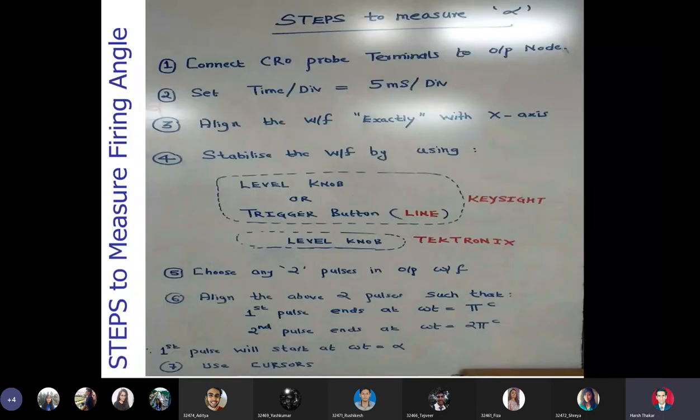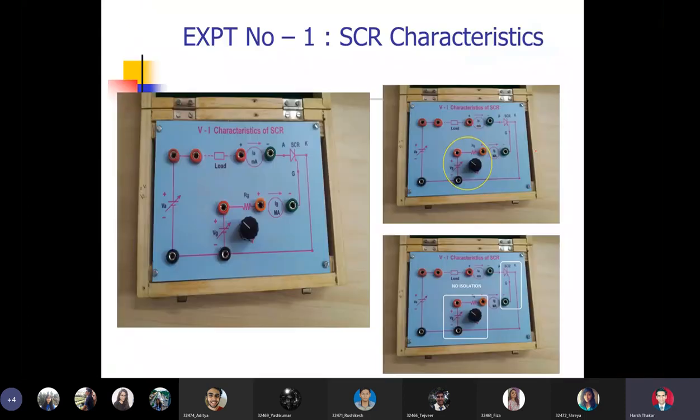Also, the steps to measure alpha. You will soon come to know when we start with SCRs that alpha is the firing angle of the SCR. So the important 7 steps to accurately measure alpha while you are using the DSO are written here, the steps to measure firing angle.